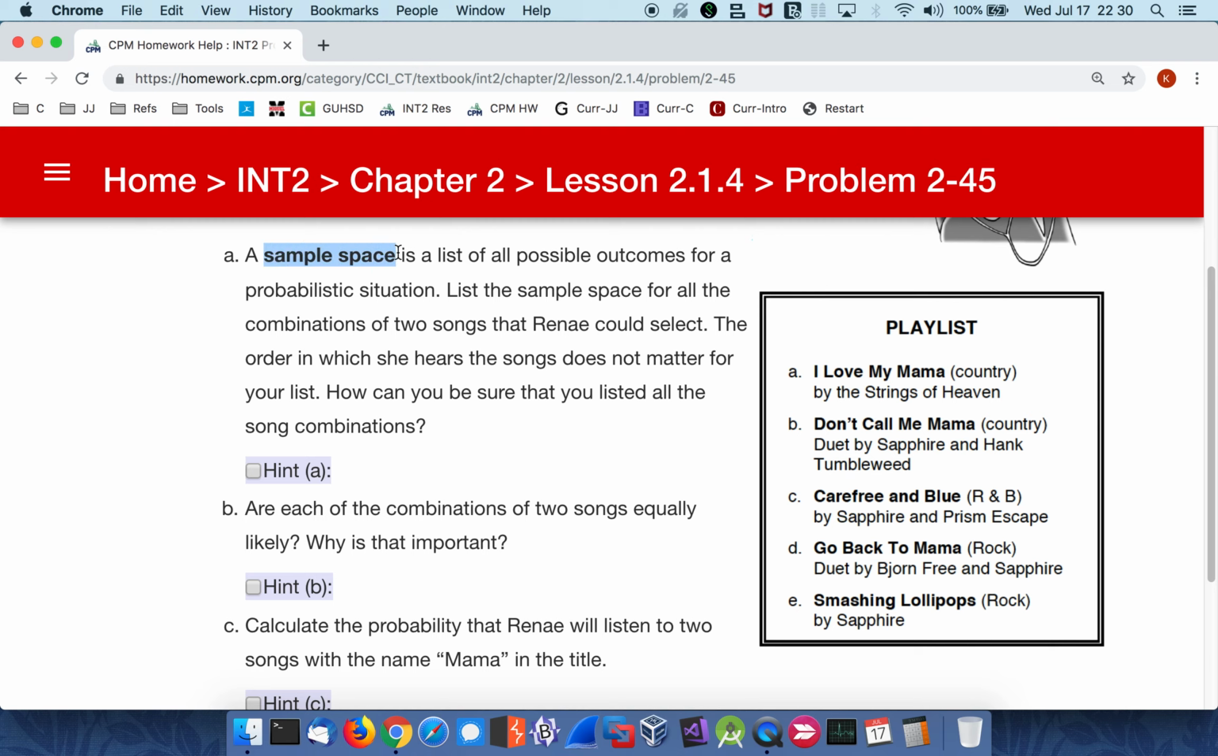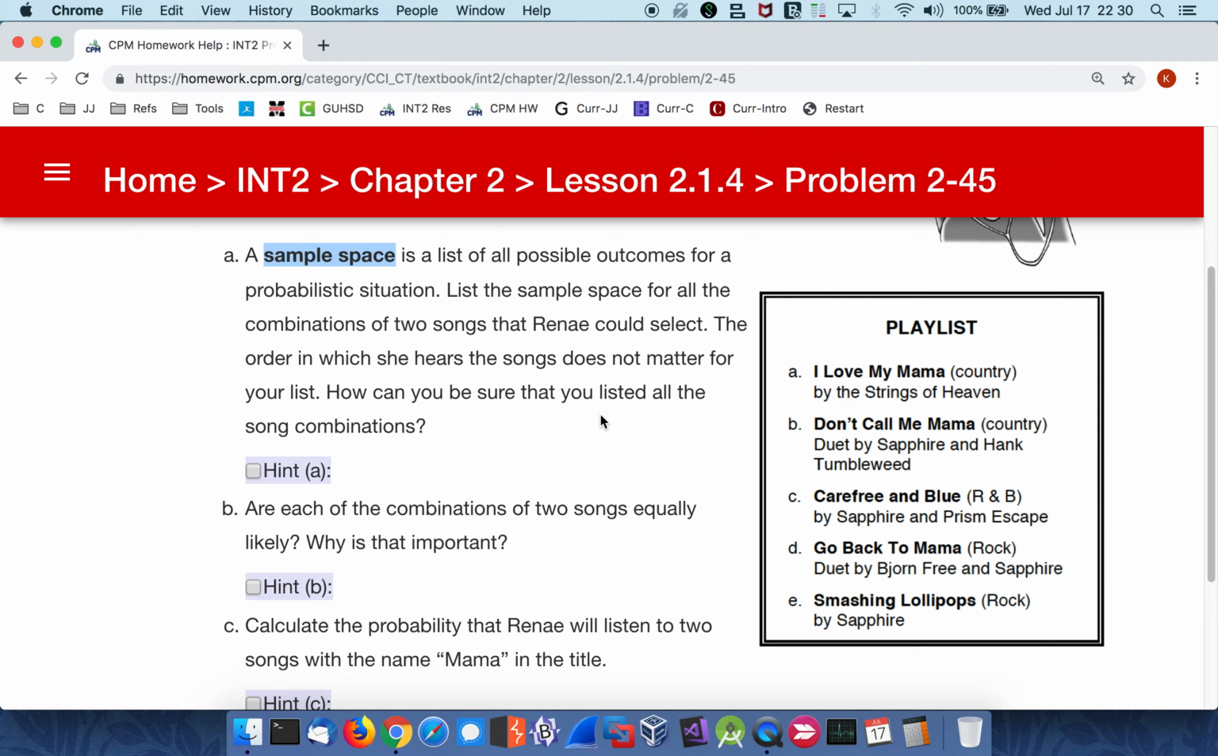Okay, so sample space is a list of all possible combinations or all possible outcomes. So we've talked about this before when we talked about drawing a card from a deck of cards. If the deck of cards has 52 cards in it, what is the sample space if you draw 1 card? Well, it's 52 because all 52 cards are different. So you can have any of 52 possible outcomes. So we want to find the possible outcomes for all combinations of 2 songs. But the order doesn't matter. So if we have song A and B and B and A, that's the same combination because the order doesn't matter.